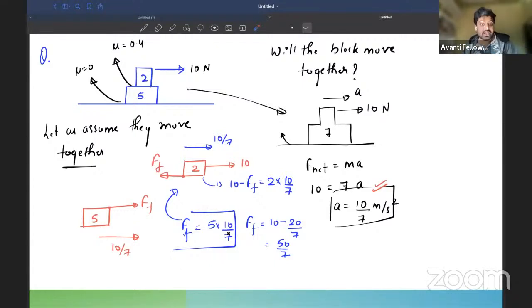Yes, absolutely. That means these blocks are moving together. ये दोनों ब्लॉक साथ में मूव हो रहे हैं. ओके, अच्छा, अभी नहीं बता सकते FF is 50/7 or not. 50/7 आ सकता है क्या FF? That also we have to check ना. ये तो अपन ने निकाल लिया कि if they move together, the friction force should be 50/7. Let's check if it is possible or not.